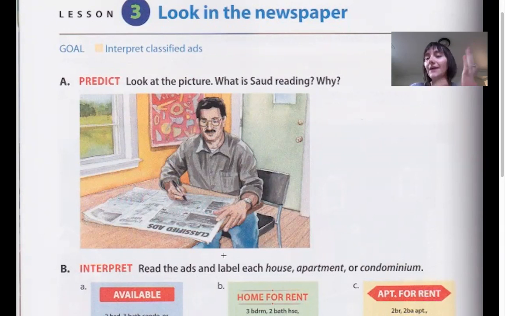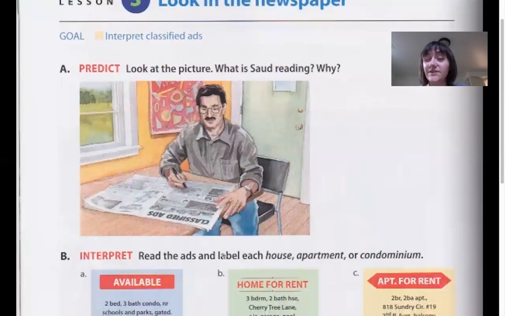Now, not a lot of people use a newspaper now, right? But what we do use is things like KSL classifieds. It's the same thing. It'll tell you places that you can rent, or if you want to buy something for your house, for your car. If you want to buy a car, you can buy a car. So it's a way for you to look for things for sale.